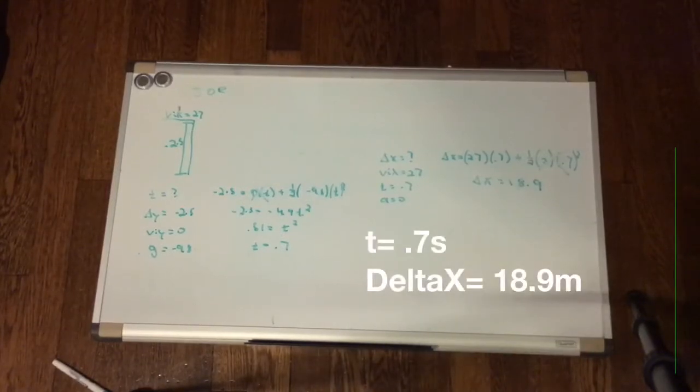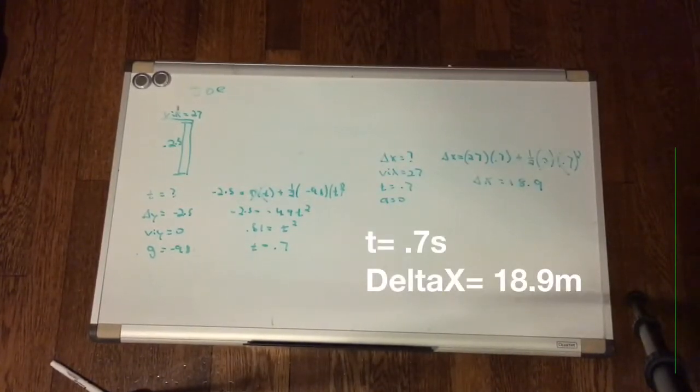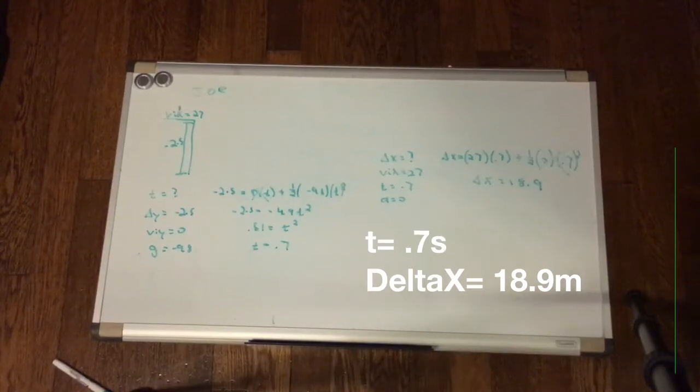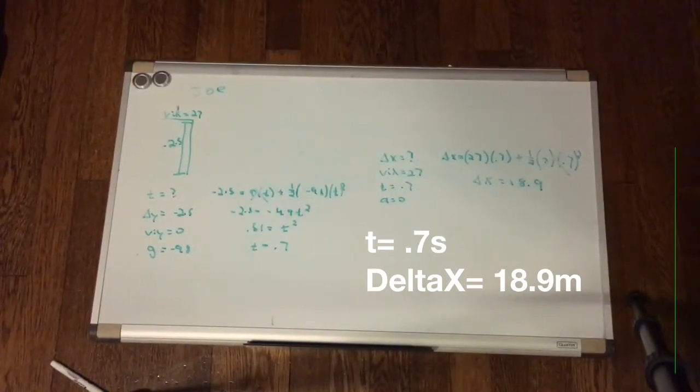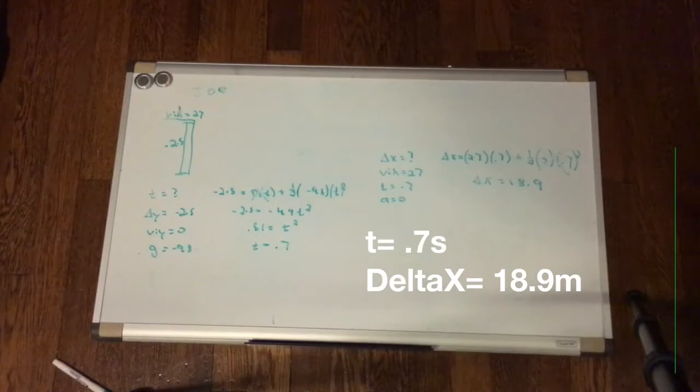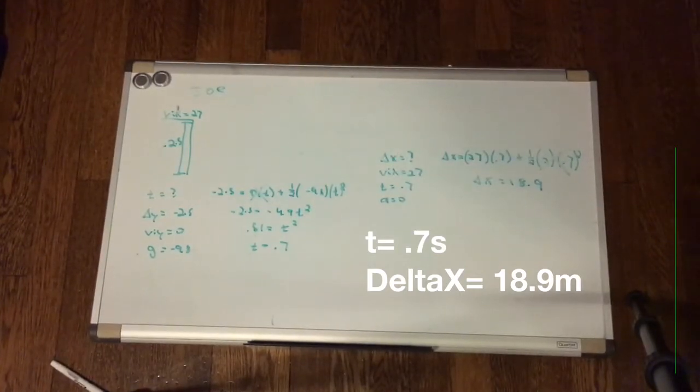For this one, I only used two of the kinematic equations. First, I solved for time, which was 0.7 seconds, and second, I solved for delta x, which was 18.9 meters. And when compared to the video, both of these were accurate.